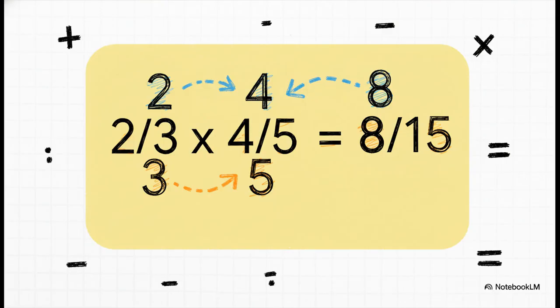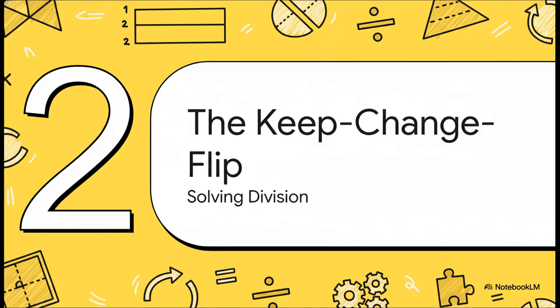Say we have 2/3 times 4/5. All we do is apply that rule. For the top part, 2 times 4 gives us 8. For the bottom part, 3 times 5 gives us 15. And there it is. Our answer is 8/15. Simple as that. Okay, now that we have multiplication down pat, we can tackle division.